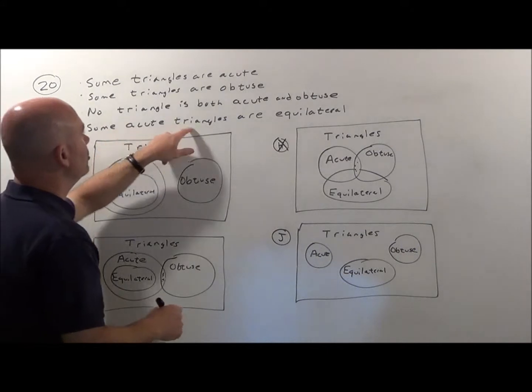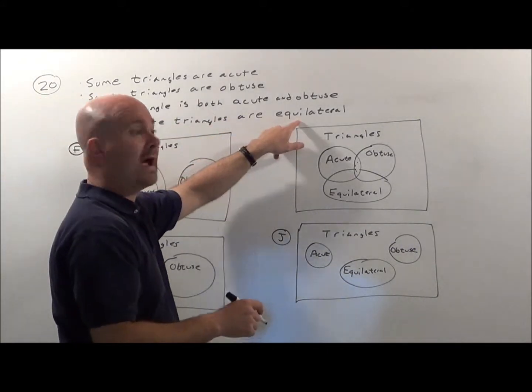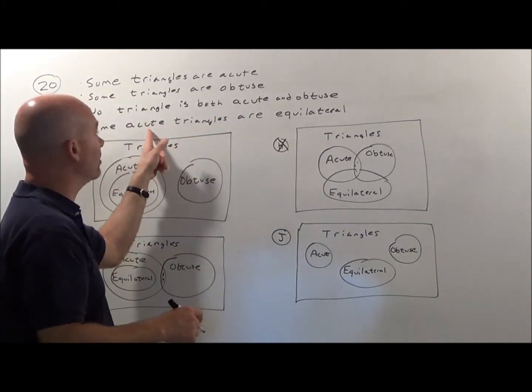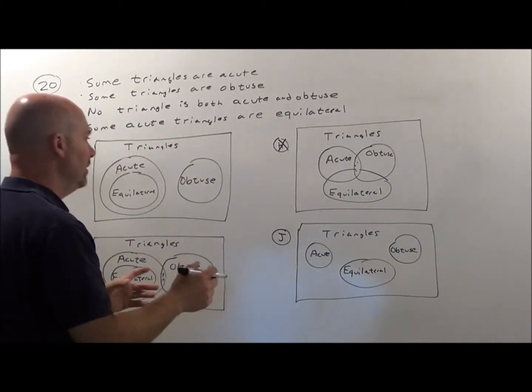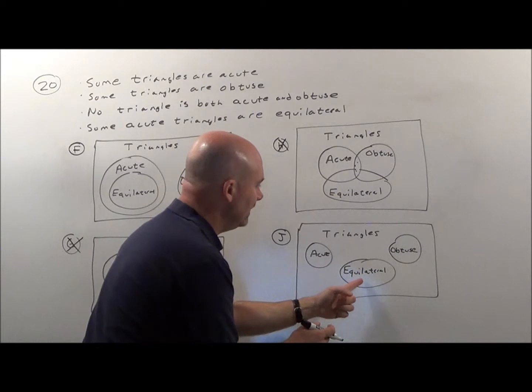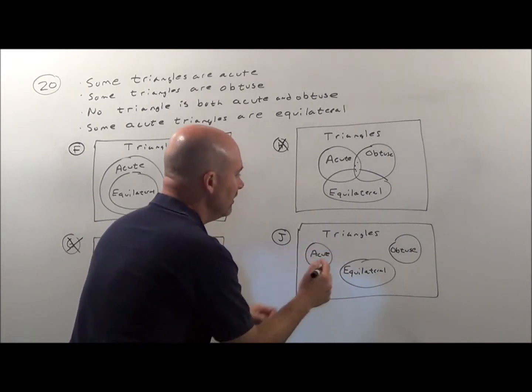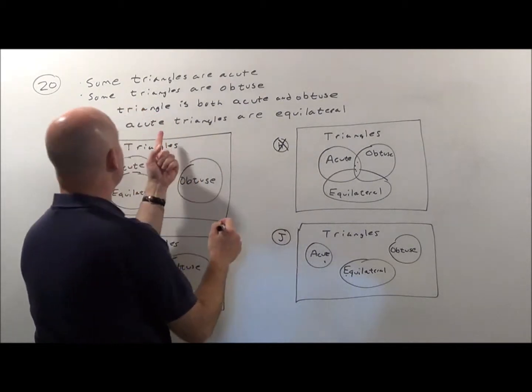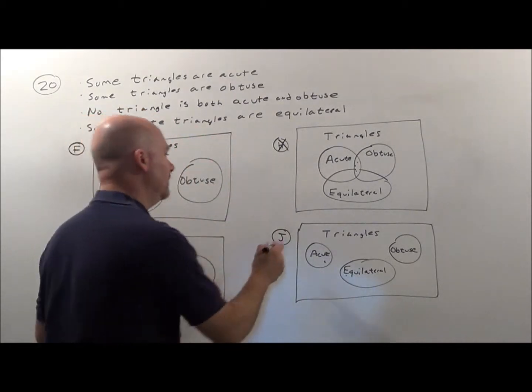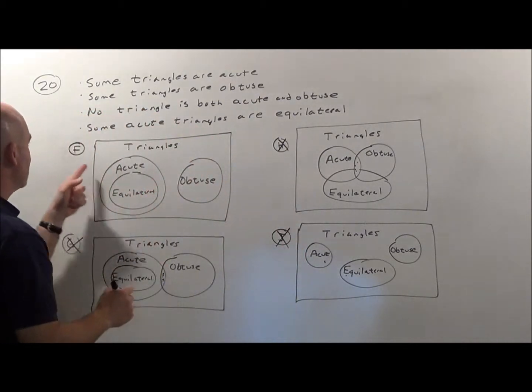It says some acute triangles are equilateral. There's some of these guys that are acute that are also equilateral, so there will be some overlap. Well, here, acute, equilateral, there's no overlap. There's no triangle that is both here and here, because there's no overlap, and it said that some are. He's out. Let's check F.